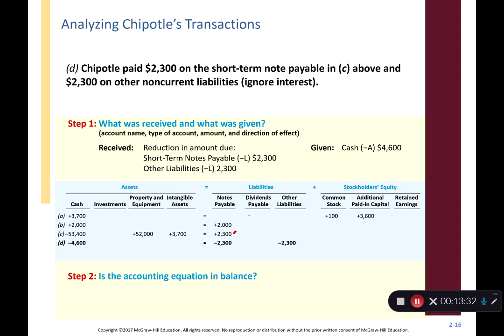It should make sense what's happening here. We're giving up money, so money goes down. And when you pay off your debts, think it through. What happens when you pay off your debts? You owe less money. And that's why those liabilities are decreasing. Net effect on assets is we're down $4,600, and then we're also down $4,600 on liabilities. Remember, parentheses means negative in accounting.